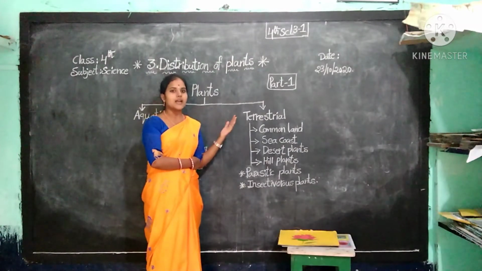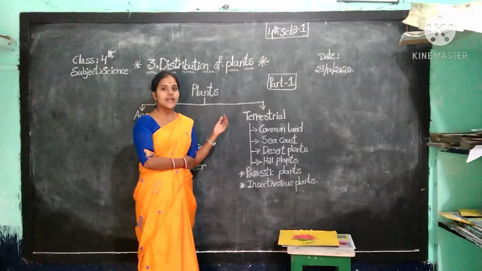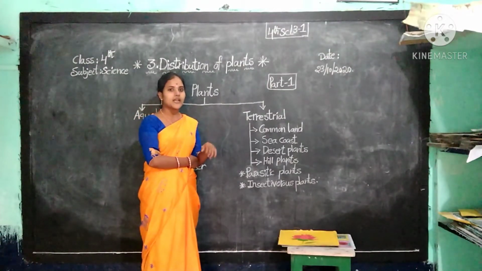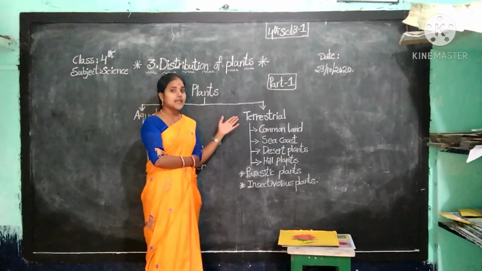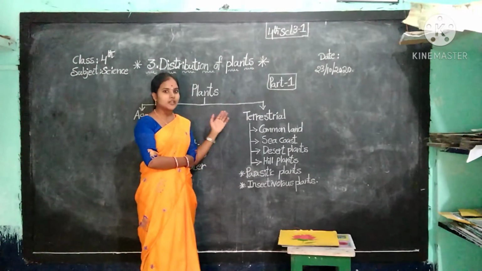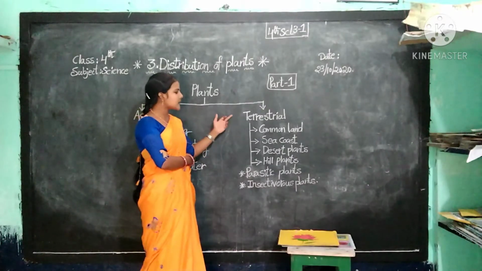Sequoia, S-E-Q-U-O-I-A. Sequoia is the tallest plant found in California, USA. It is 83 meters tall, and the diameter of its trunk is 24 meters. Okay. Types of land plants.